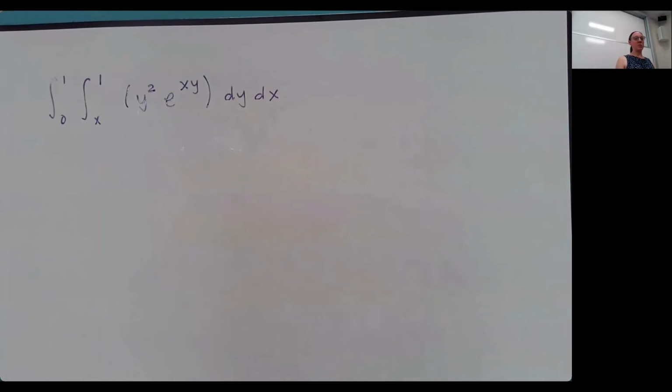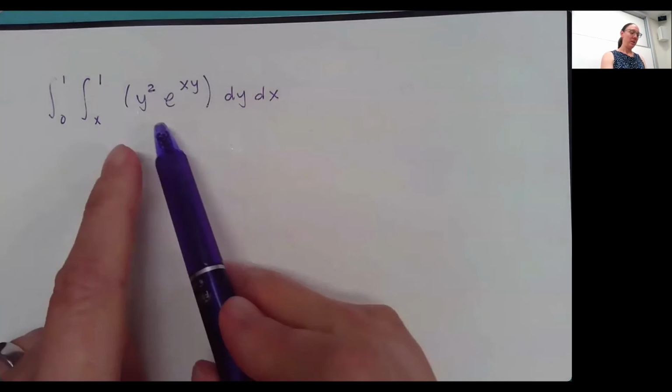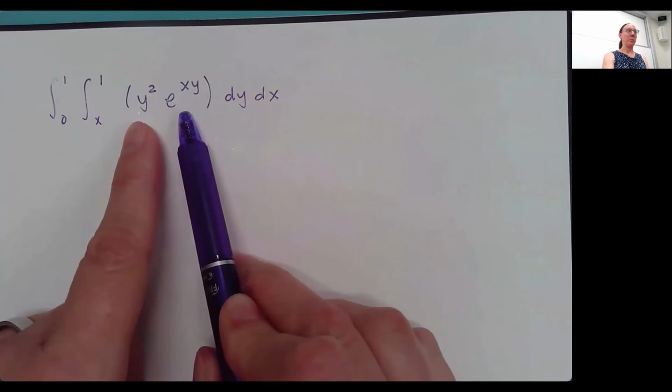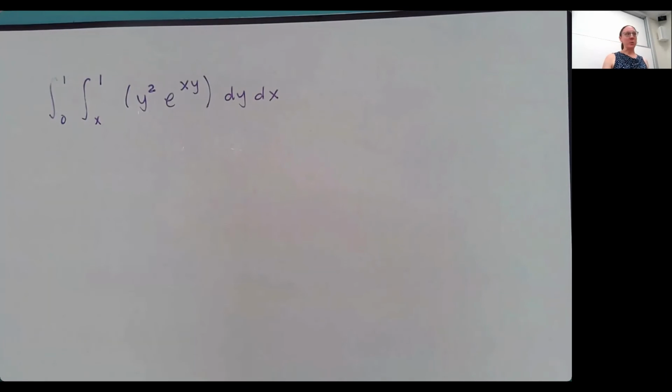So let's pause for a second and look at this and say, why might I want to switch the order of integration? Well, the way it's written right now, to compute the dy part, I'm going to have to do integration by parts twice. Maybe that's the route we want to take. Or maybe we want to look at that and say, well, it doesn't take that long to switch the order of integration. Let me see if the other integral works out better.